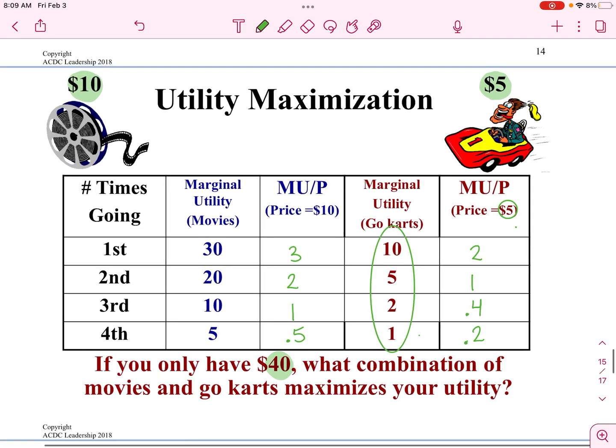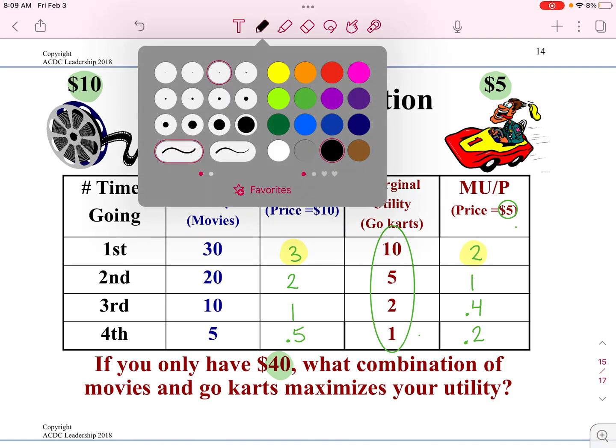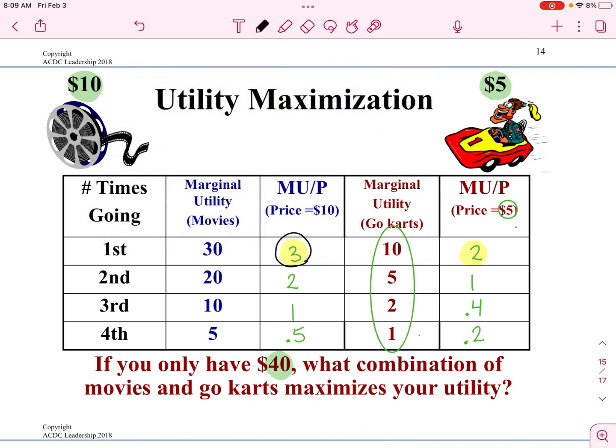And now we need to see what is going to maximize our utility. Well, we need to first see, are we going to go see the first movie and get 3 utils per dollar, or are we going to go on the go-karts and only get 2 utils per dollar? Well, we want the most satisfaction, so I'm going to circle this. We are going to go see the movie the first time. So I'm just going to keep track of what we're doing. We're going to see the first movie, so that costs us $10. Well, we still have $30 more to spend.